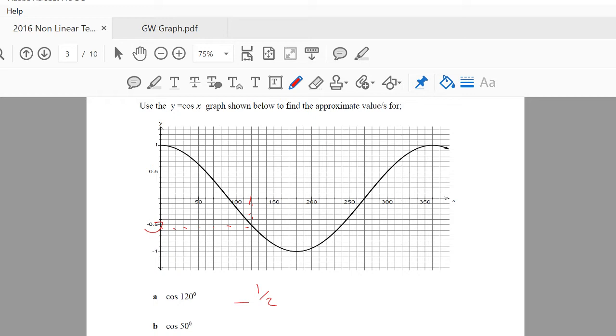What about cos of 50? If we look at cos of 50, it's right there. And that value there, if we just rub that little dot of mine out of the way, is somewhere between 0.6 and 0.7. I'd be going 0.64. 0.64 is going to be the approximate value for that.